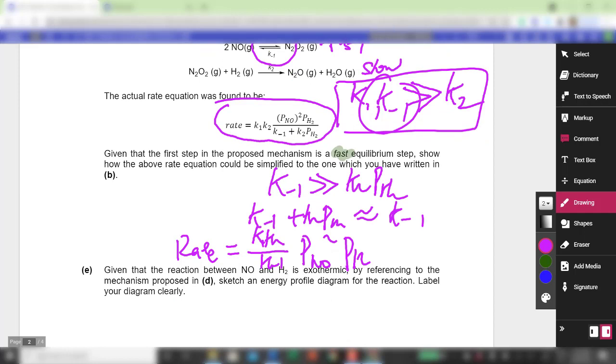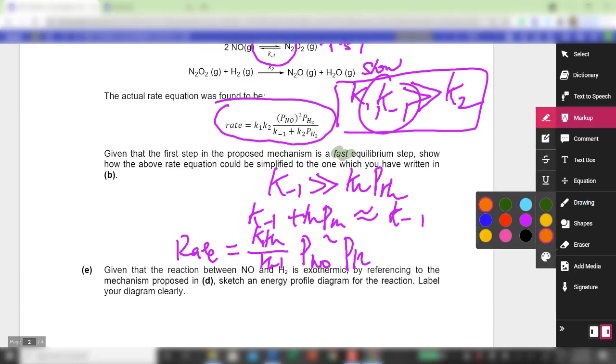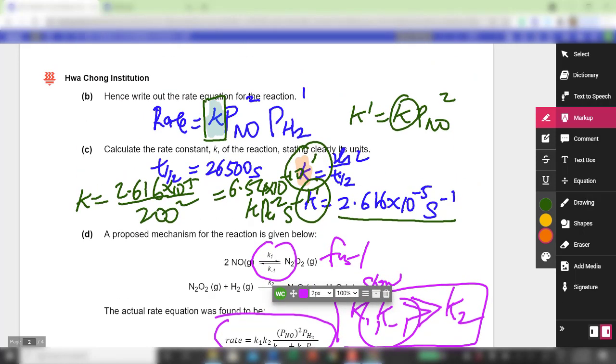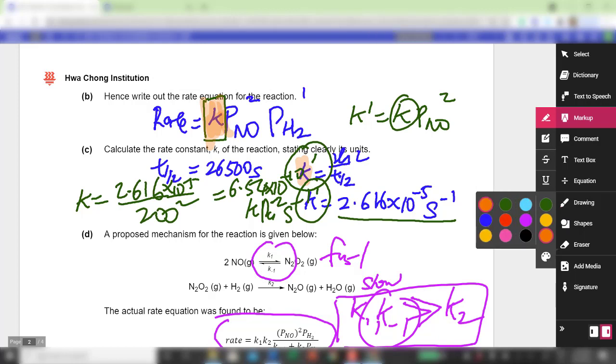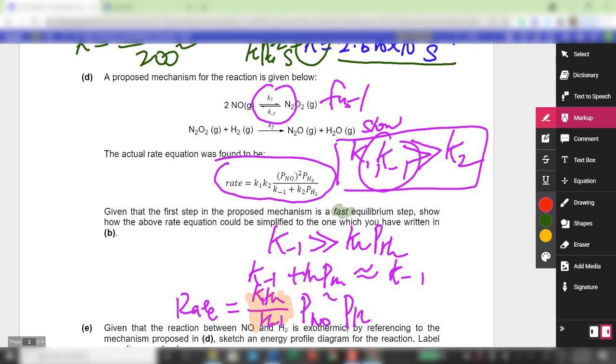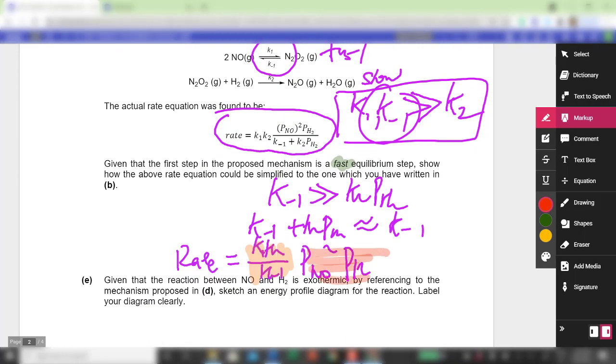And you notice that when I re-express this, this becomes the K over here. This becomes the K here. And the rest is the same. The partial pressure NO squared and partial pressure H2 to the power 1 is the same as this.